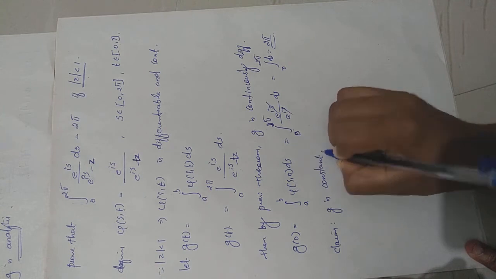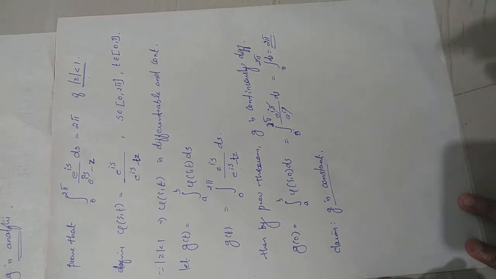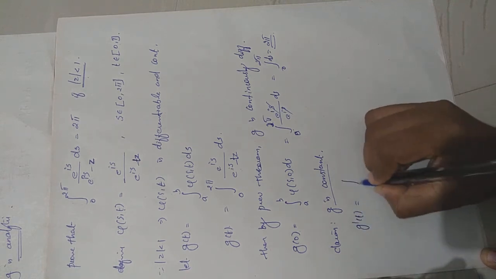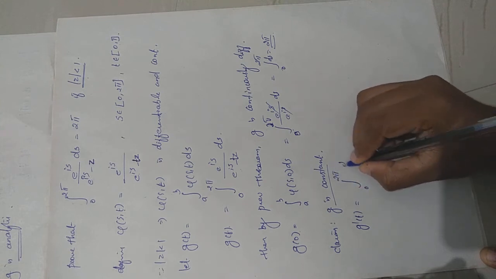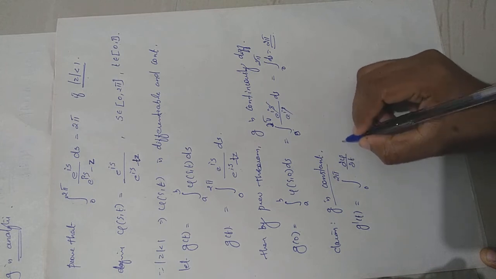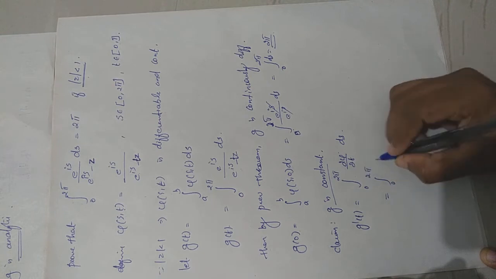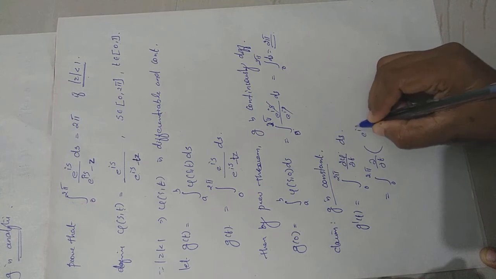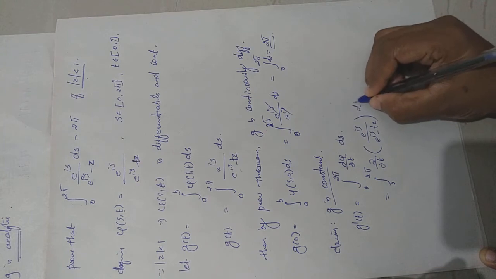How will you say that g is a constant function? Its derivative is 0. Okay, so we will find out its derivative. What is its derivative? G dash of t. Again by the previous theorem, its derivative will be the integral from 0 to 2 pi of dou psi by dou t ds. So that is equal to the integral from 0 to 2 pi of dou by dou t of the function psi. What is that function psi? Psi is e raised to is divided by e raised to is minus tz, ds.